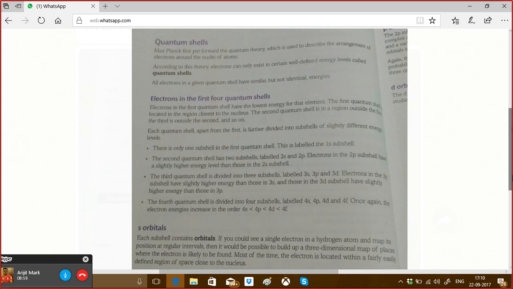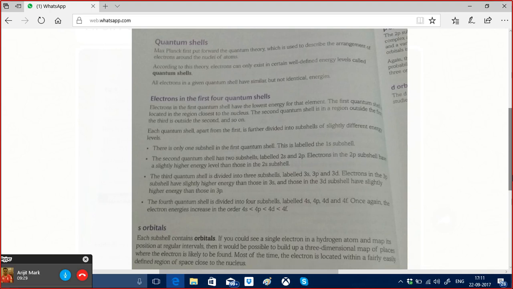Quantum shells, that is easy to understand. There are four types of quantum shells: S, P, D, F. And regarding quantum mechanics, actually, quantum mechanics is the branch of science which enables us to distribute the energy in different levels.